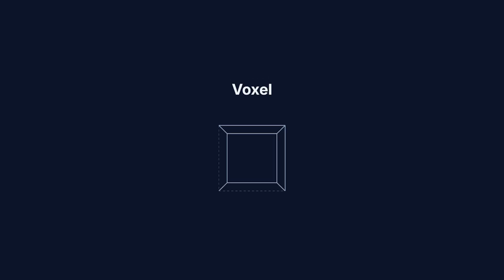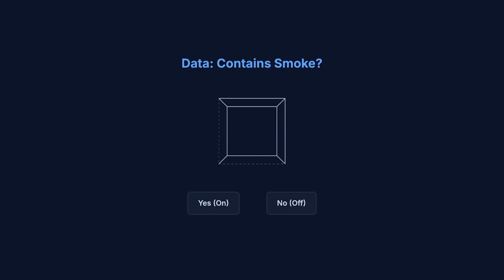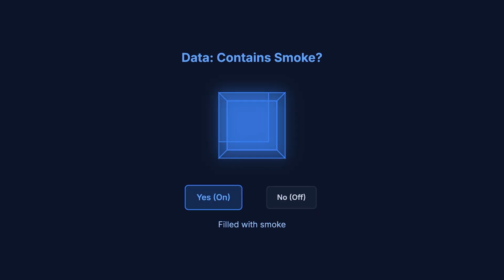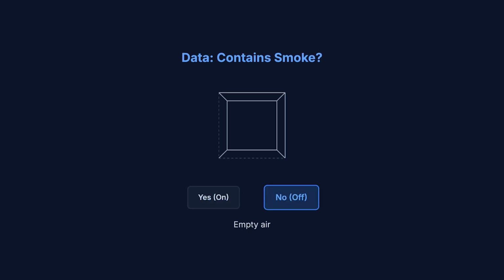Each voxel is a small cube that can store information. In CS2's case, each voxel stores one simple piece of data, whether it contains smoke or not. Think of it as a tiny box that's either on, filled with smoke, or off, empty air.